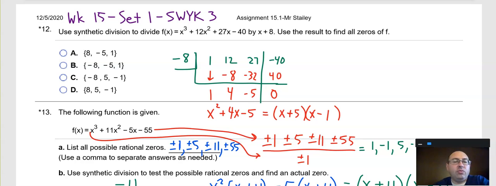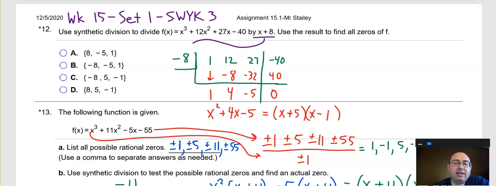All right, so this is week 15, set 1, SWYK 3. I know we don't normally do this, but I thought I would try it, see if it works. Use synthetic division to divide x cubed, all that, by x plus 8. All right, so synthetic division, use a result to find all the zeros.